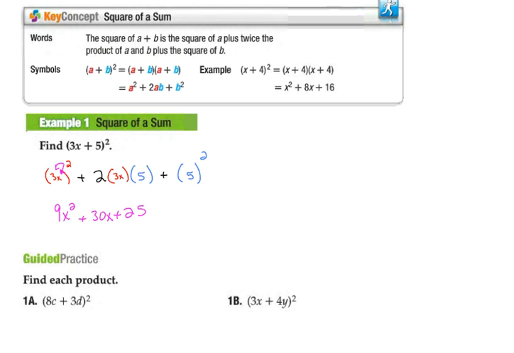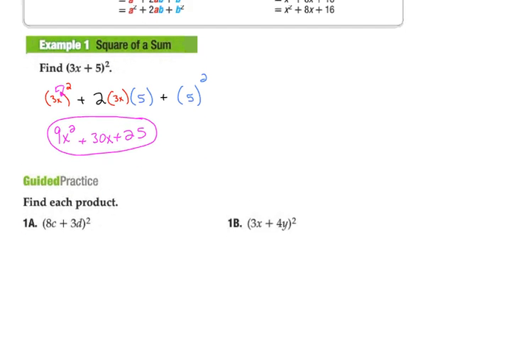So again, what did we do? We took the square of each piece, which is 9x squared and 25, and then we doubled the product together. So 15x times 2 is 30x. Okay, so without the formula, if you can do it that quick, looking at it like that, go for it. Otherwise, the formula is really nice to use. Okay, go ahead and try guided practice 1.